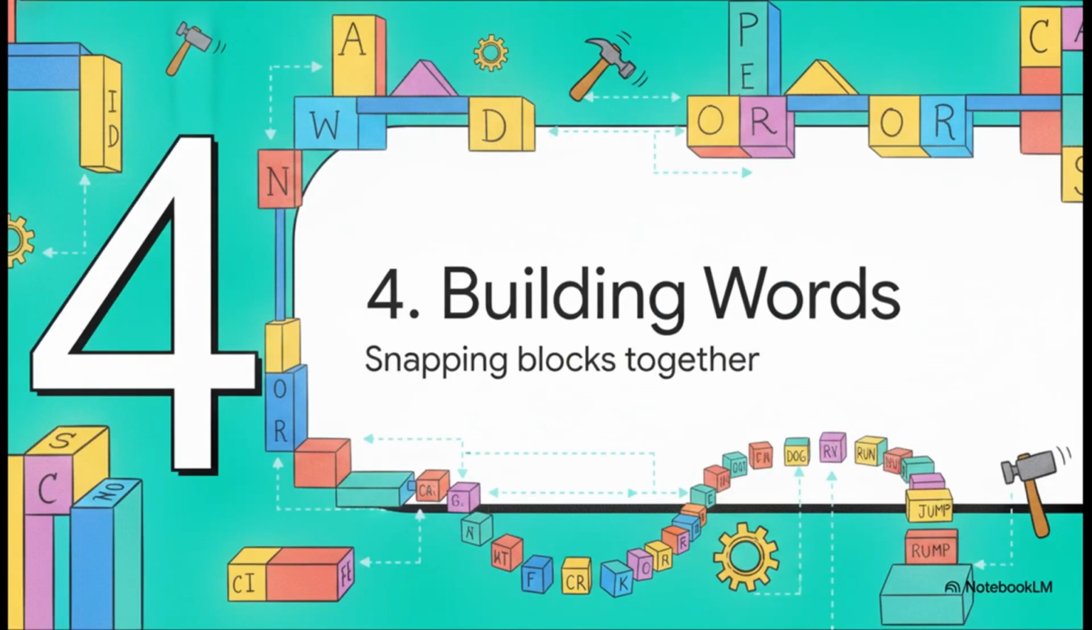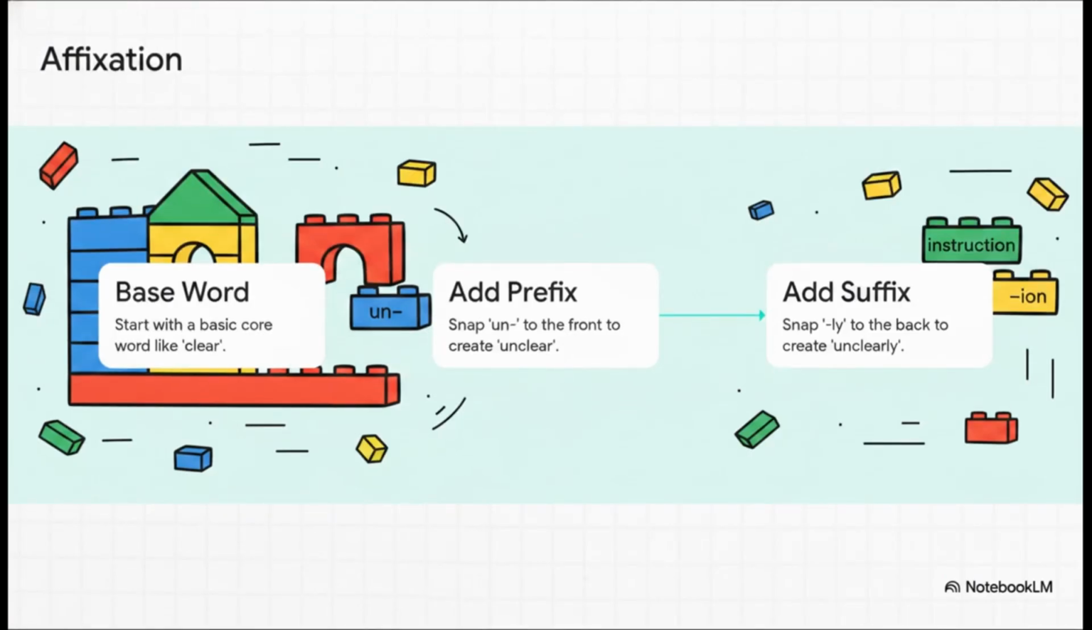Transitioning back to English for Section 4, building bigger words, snapping blocks together. Just like you can take a main Lego block and snap smaller pieces onto it to completely change its shape, we can do the exact same thing with words. We use a process called affixation. Say we start with a base word. Let's use clear. In step 2, we snap a little piece onto the front, which we call a prefix. By adding un, we get unclear, which instantly flips the word to its opposite meaning.